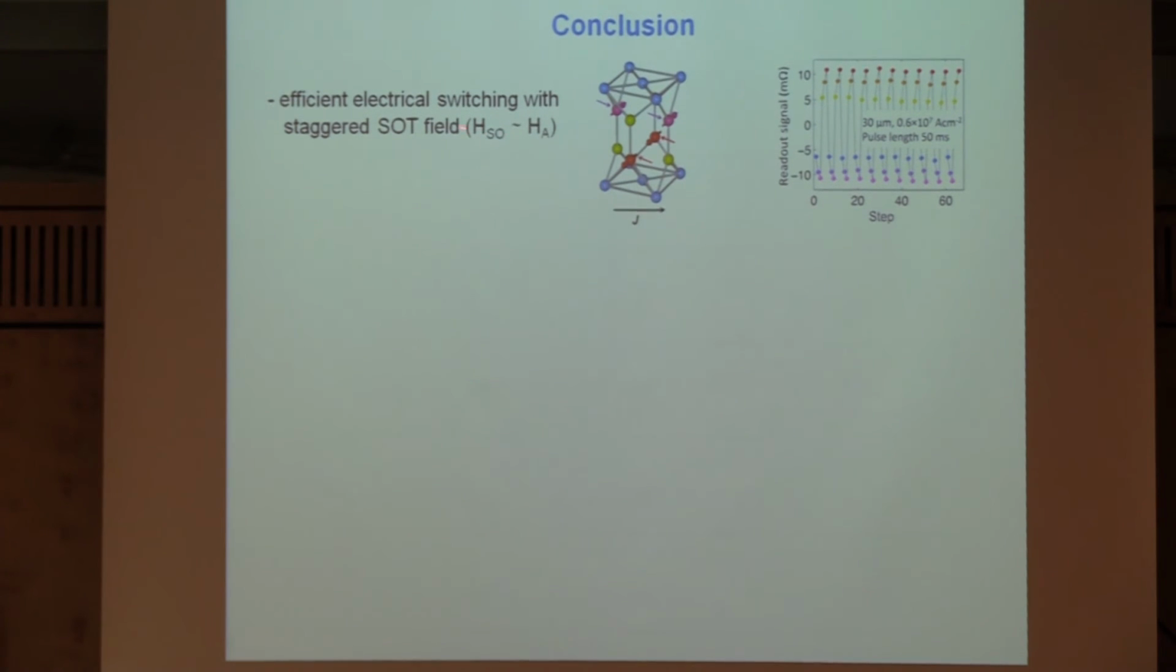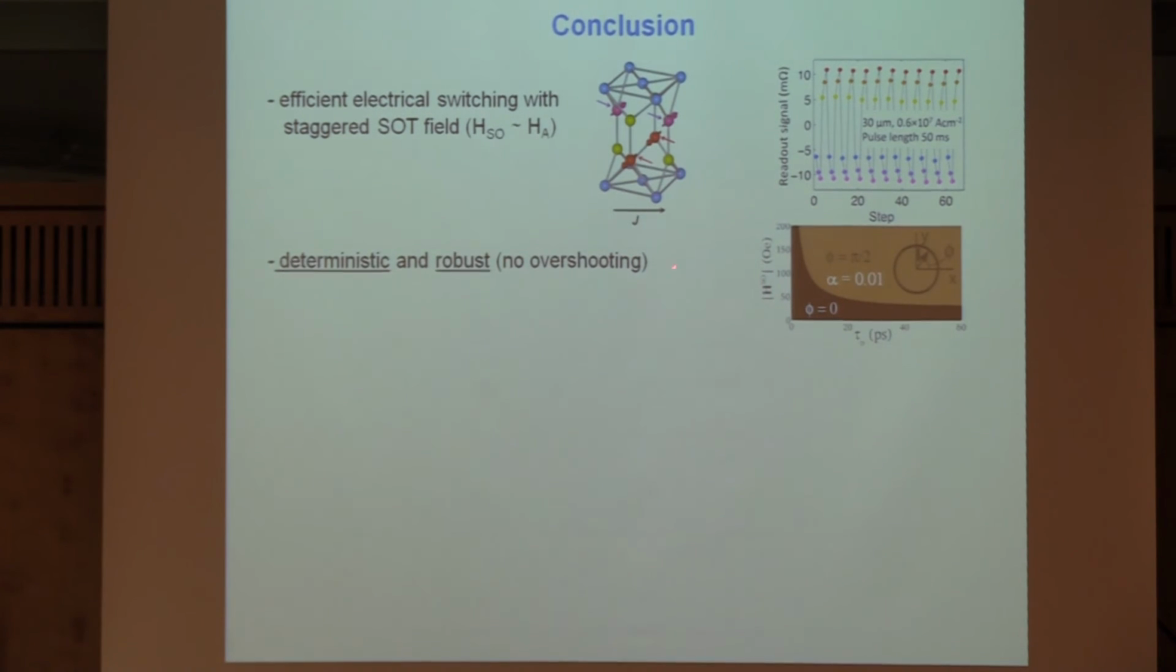there is what I showed you. It's very efficient to switch an antiferromagnet of a special symmetry with the staggered spin orbit torque field electrically. It's robust and deterministic. And one can even identify device structures where you can make it much simpler. You don't require a cross geometry.